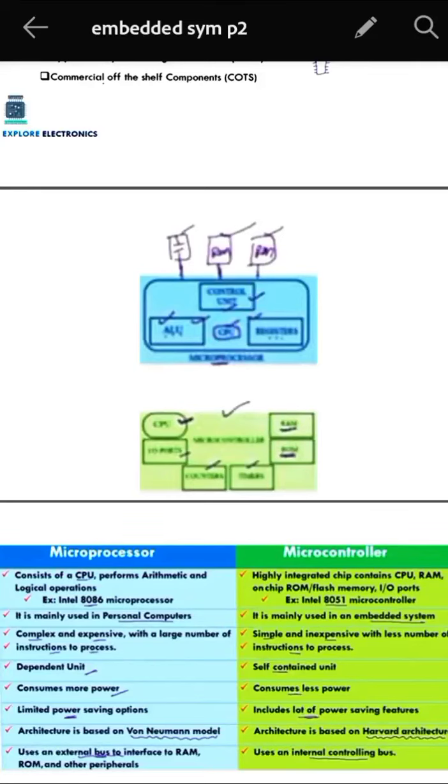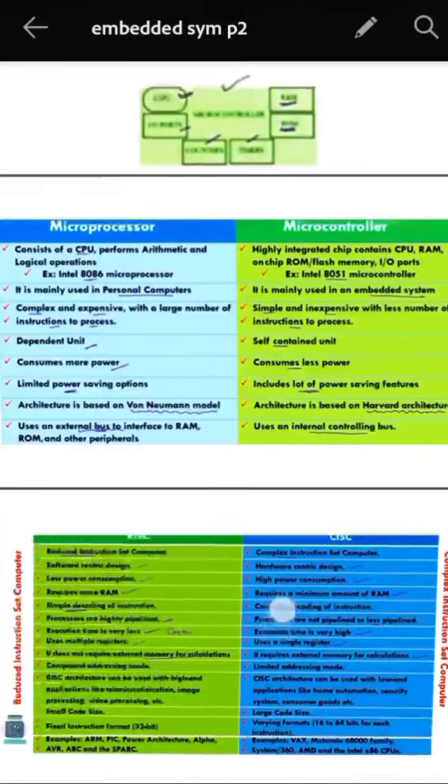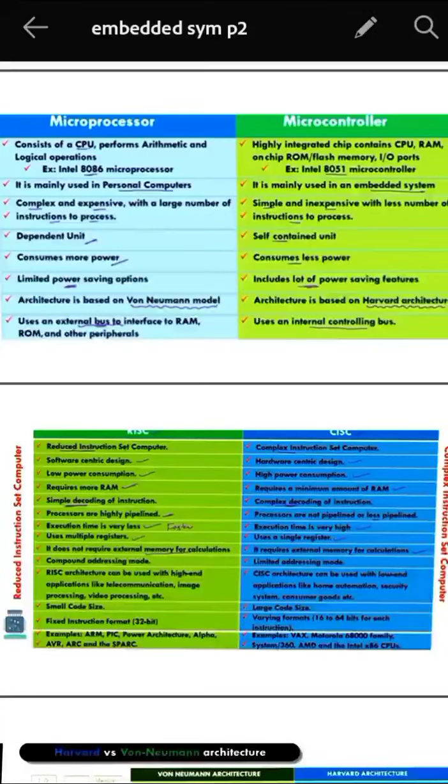The microprocessor uses an external bus to interface to RAM and ROM, whereas the microcontroller uses internal controlling buses. These are the differences between the microprocessor and microcontroller. Next, let us go to the difference between RISC and CISC.